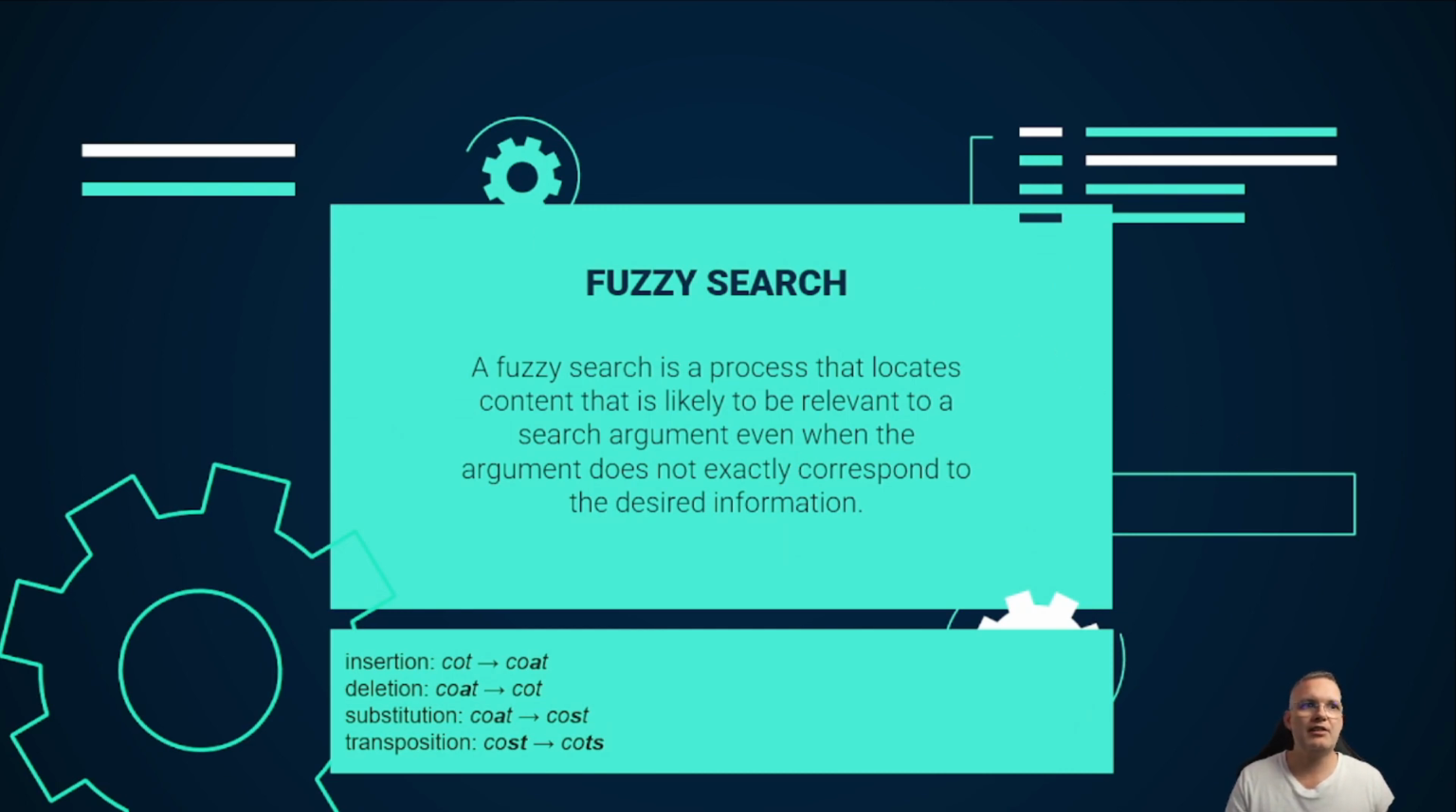So that brings us actually to fuzzy search. Fuzzy search is another way of saying typo handling. If we look at the distance, if the distance is 1, that means you make one insertion, like in this example, cot to coat. We insert an A, that is a distance of 1.